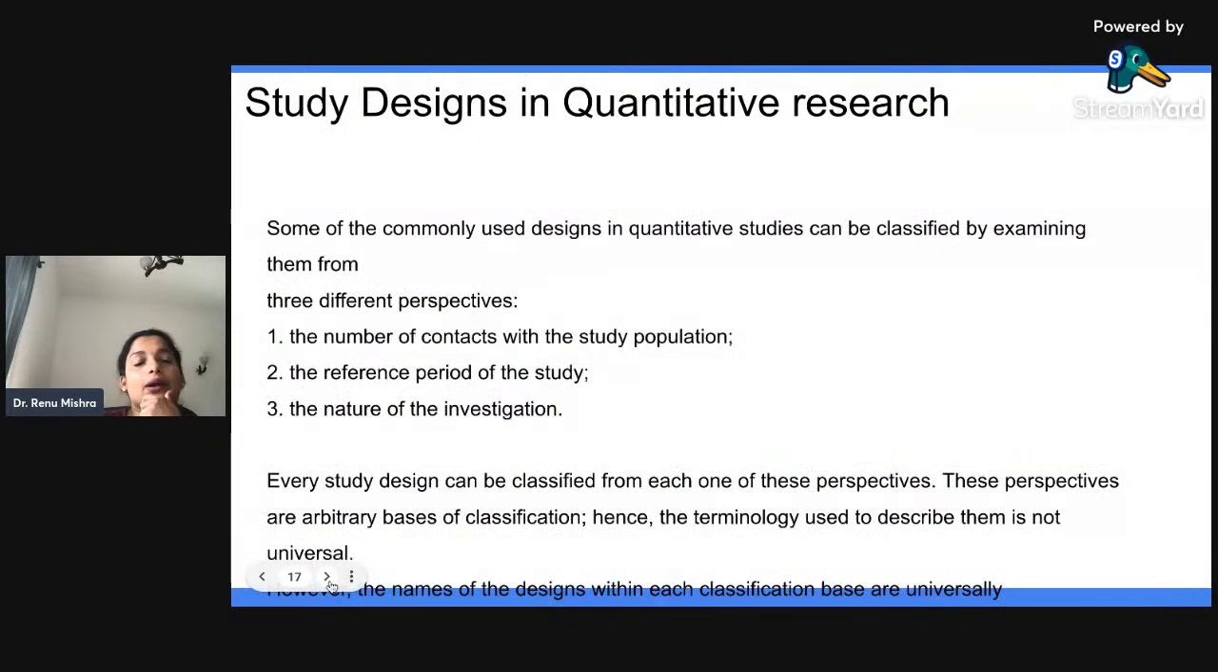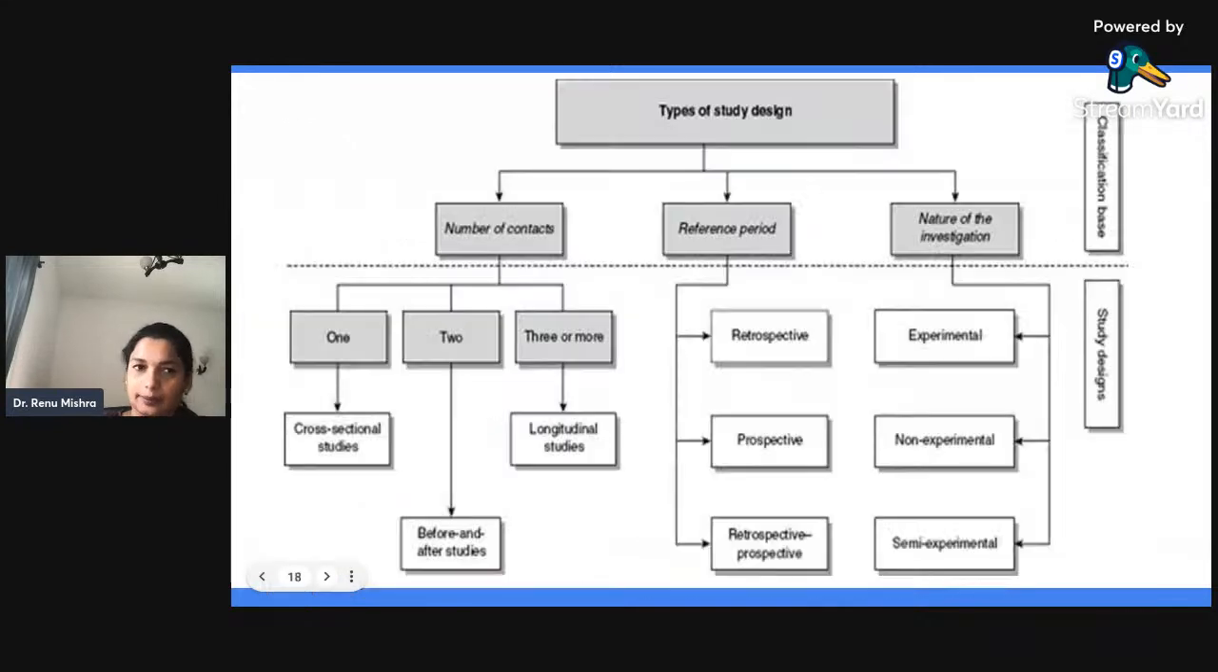Now, study designs in quantitative research. Some commonly used designs are based on the number of contacts with the study population, the reference period, and the nature of investigation. That is, how many people are being contacted, what is the time period of the study, and how you are conducting the study. Now this is probably a hazy picture. Do not worry, when you receive these slides it will become clear.